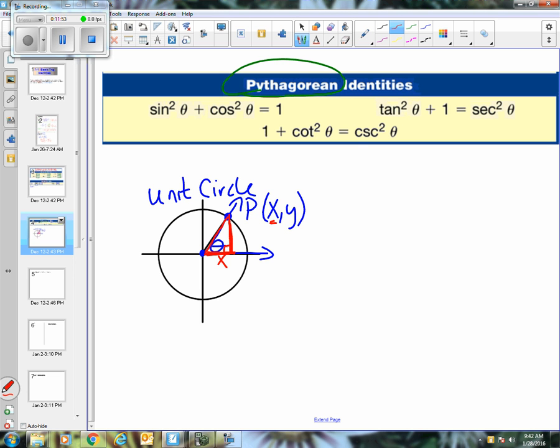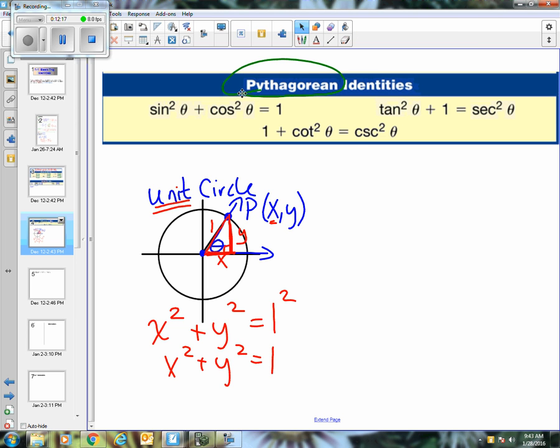The height of that triangle would be how far we move vertically, which would be y. And if it's a unit circle, the hypotenuse would be 1. So I want you to use the Pythagorean theorem on this triangle. The Pythagorean theorem says one leg squared, so x squared, plus the other leg squared equals the hypotenuse squared. So x squared plus y squared equals 1.